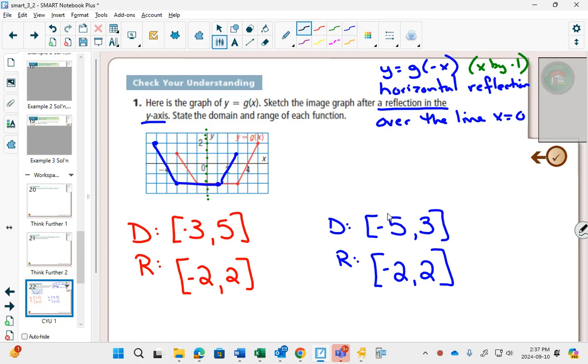All right, questions for practice on this one are 3 and 13.